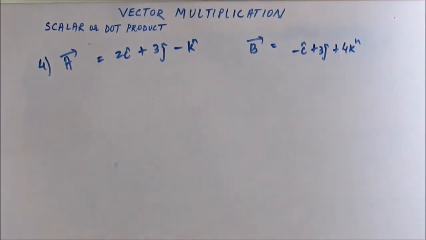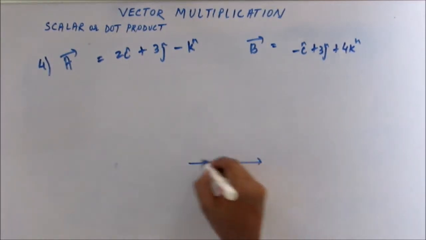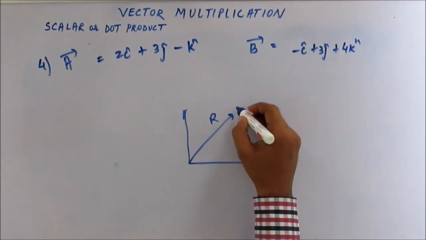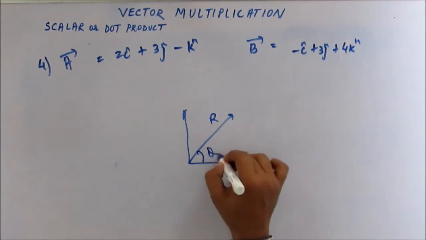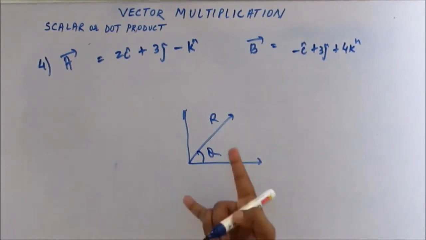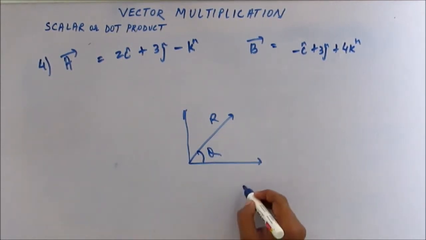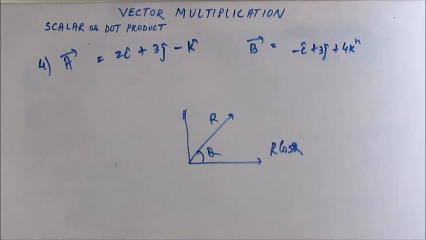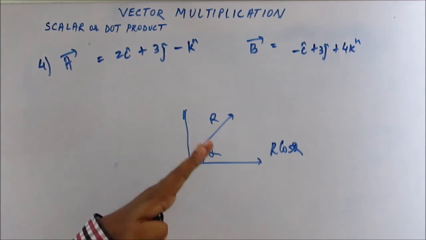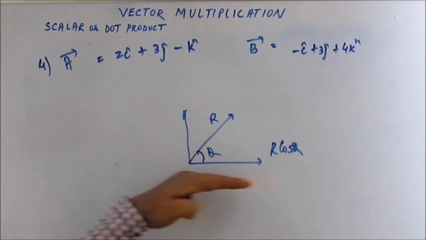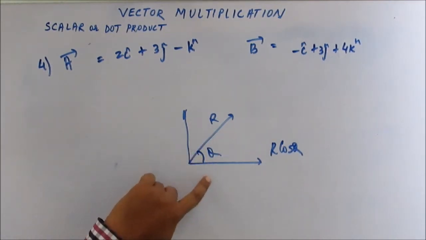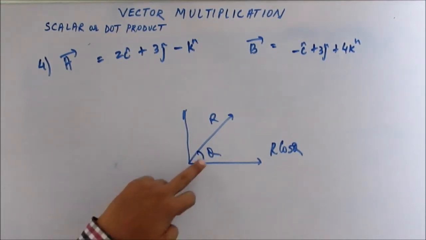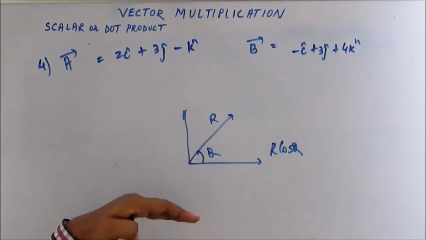Okay, now to solve this, suppose you have coordinates like this and you have a vector r like this, and this angle is theta. Can you tell me what is the component of r vector along the x-axis? You will take no time to say it's r cos theta, because when you have to find a component of a vector along a particular direction, you just have to know the angle of that vector with respect to that direction. So if that is theta, the component is r cos theta.